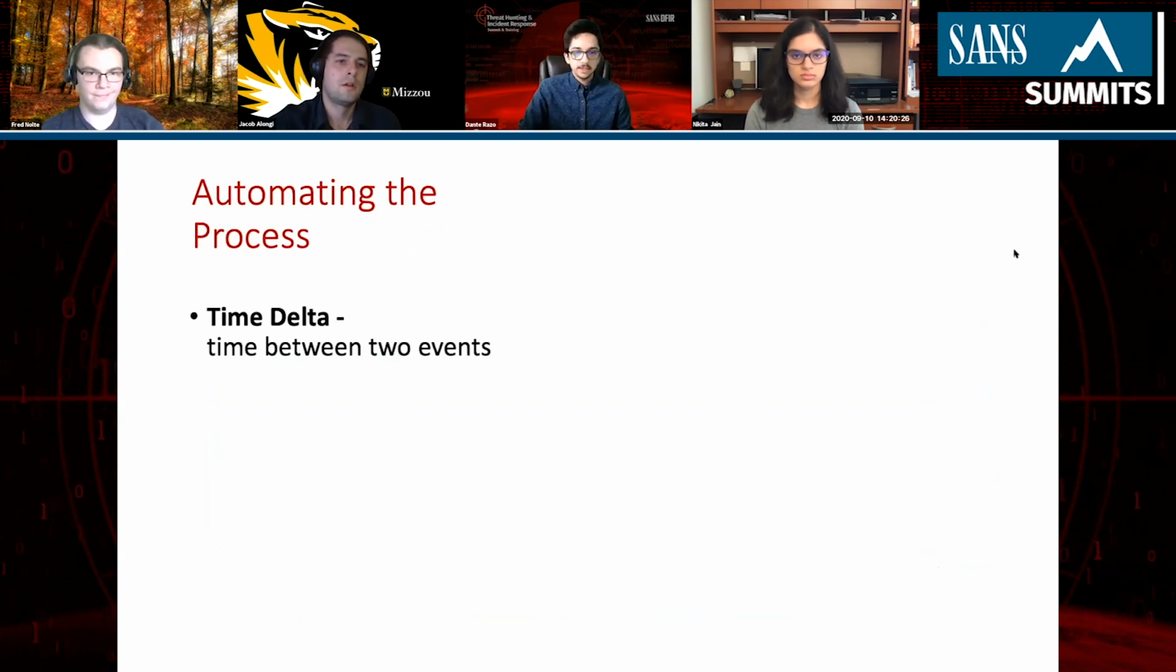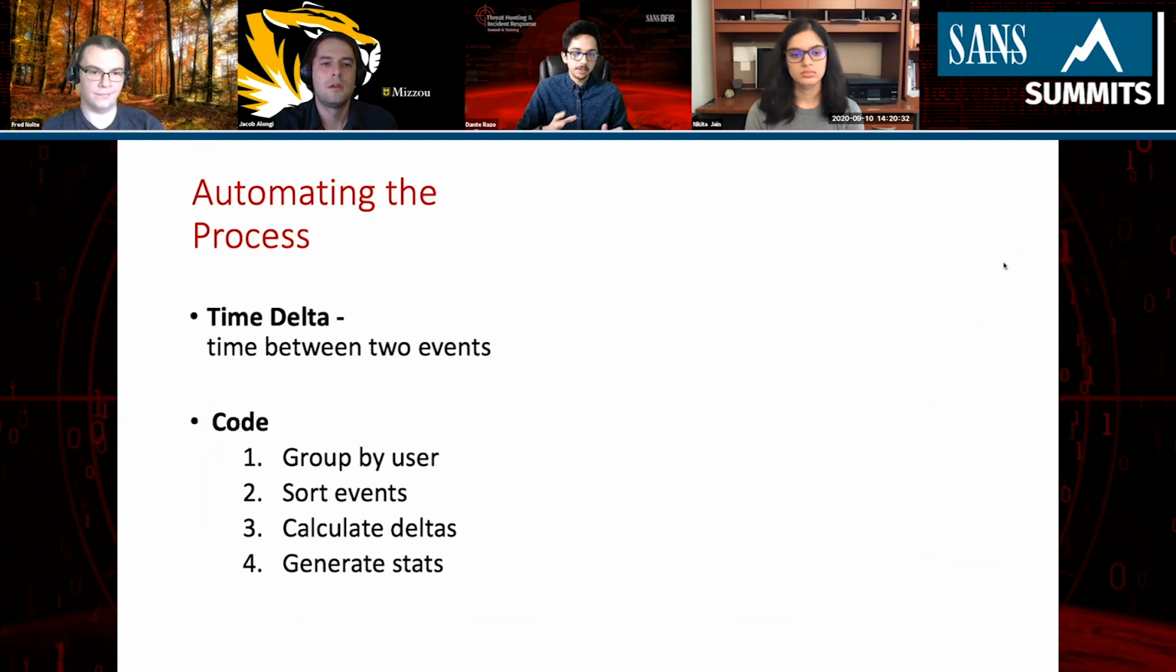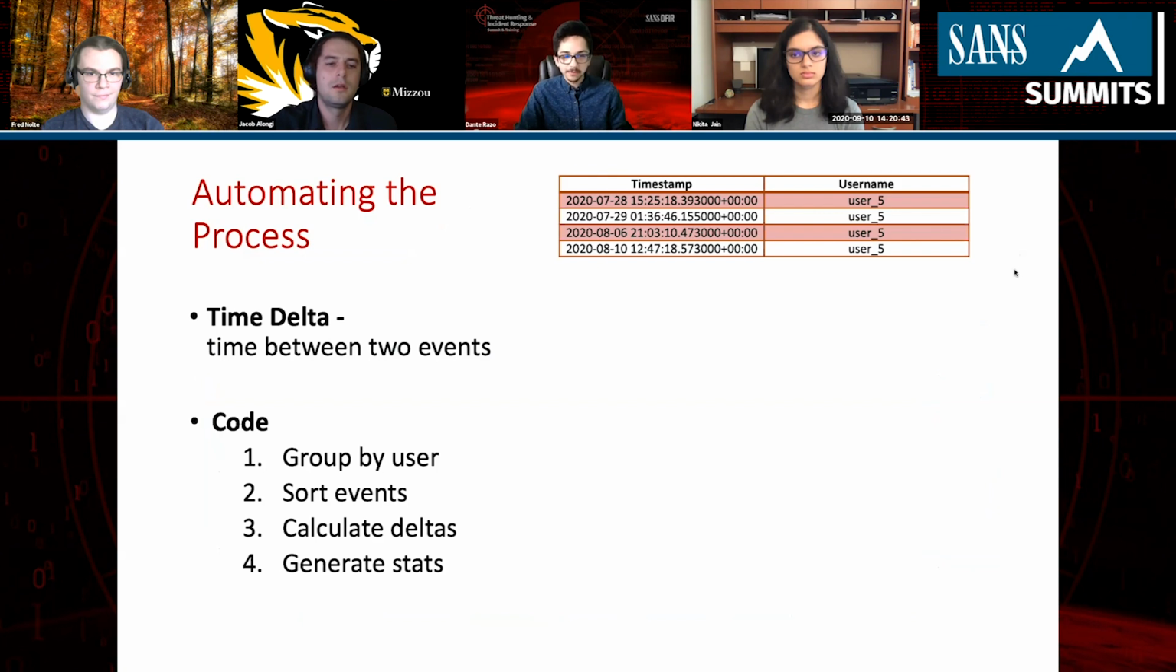So we calculated metrics on time deltas, which are the lengths between consecutive login events. Our code works by first getting a list of users and their events, then sorting them in chronological order. At this stage, our data looks the same. We still have a column of event timestamps and a column with the associated user. And in this case, that's user 5.